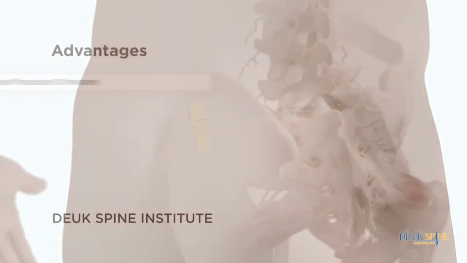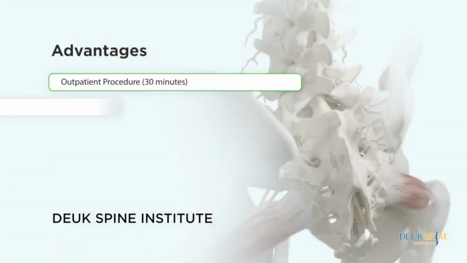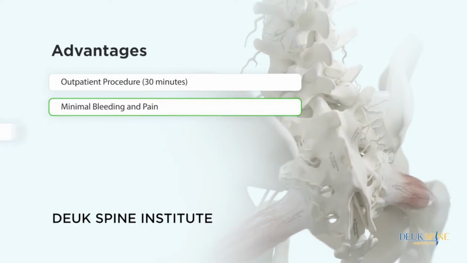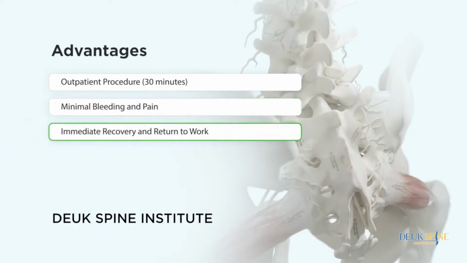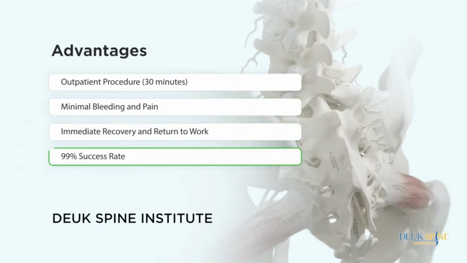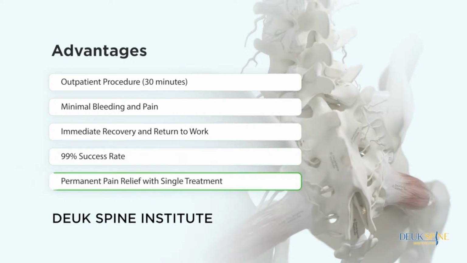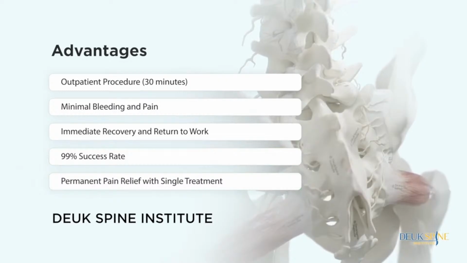The advantages with the Duke plasma rhizotomy is that it's an outpatient procedure that takes 30 minutes to complete, with very minimal bleeding and pain after the surgery, immediate recovery and return to work the next day, as well as a 99% success rate and permanent pain relief with a single treatment.